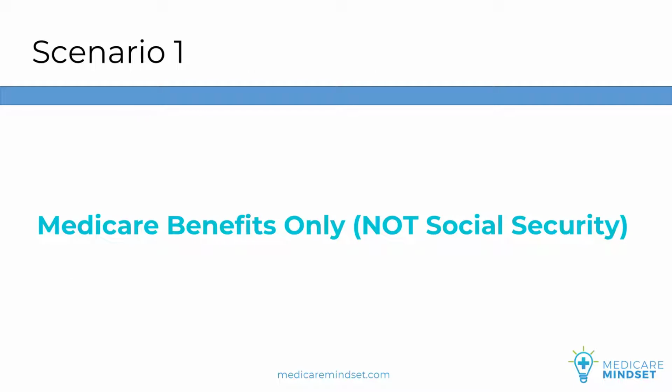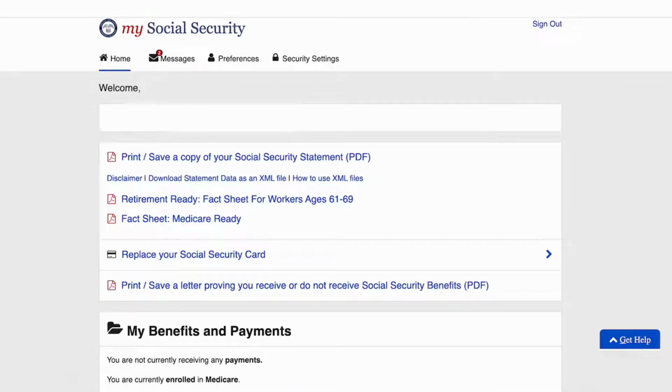Okay, first up is when you're receiving Medicare benefits only and not Social Security benefits. Now you can see what we will call the main dashboard. There are a couple items we want to point out based on order of importance. If you have recently submitted a Medicare enrollment application, you will see it in this area. There will be an indication whether it's pending or complete.